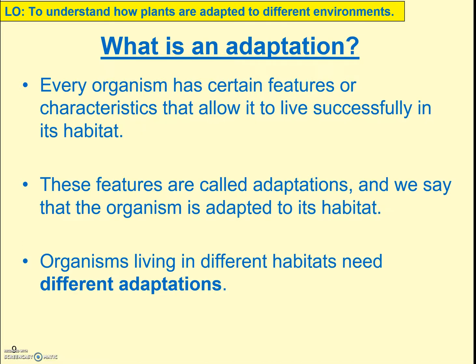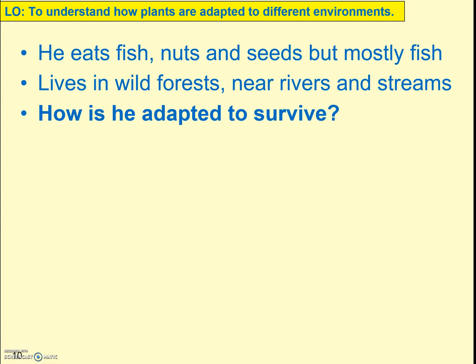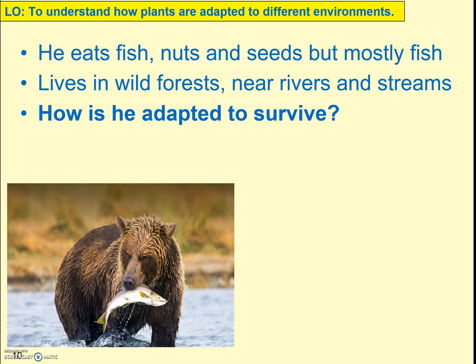Organisms living in different habitats need different adaptations. For instance, this bear can eat fish, nuts, and seeds, but mostly loves to eat fish. He lives in wild forests, near rivers and streams. How is he adapted to survive? Please pause the video and think about this now.